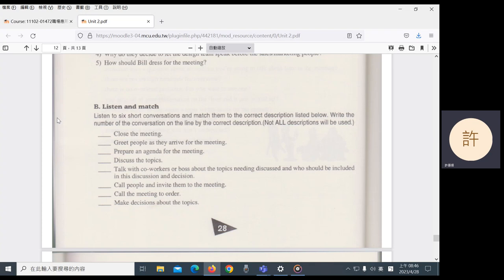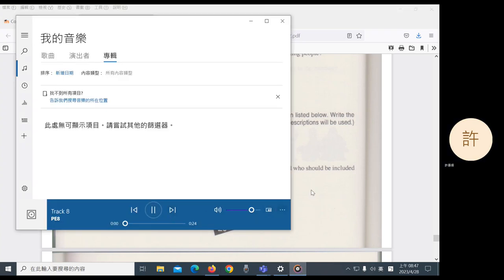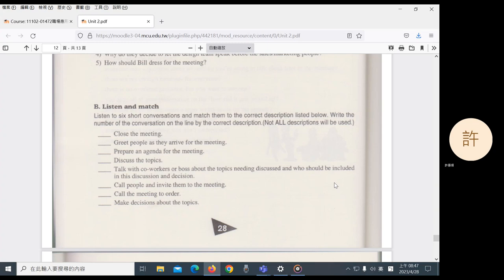Okay, this one is he's beginning the meeting. He's calling the meeting to order. So yes, he begins by saying hi, but he ends by saying, let's talk about it. So he has started the meeting. Let's listen again. Let's get on with means let's begin, let's start.